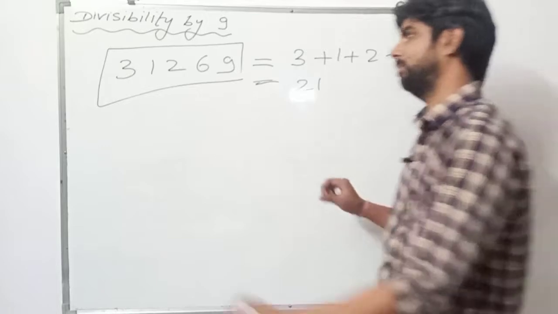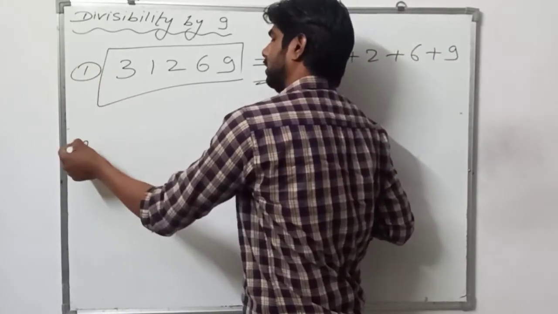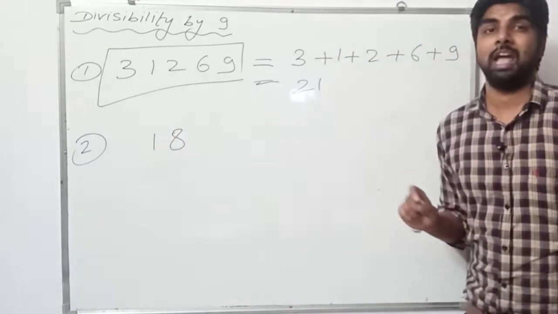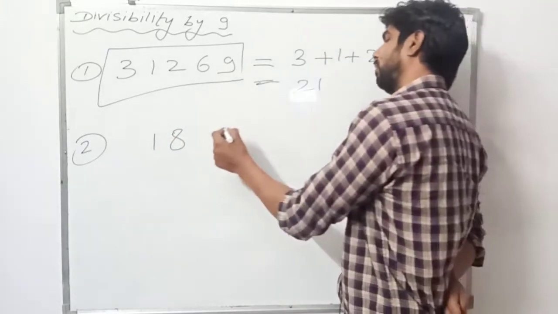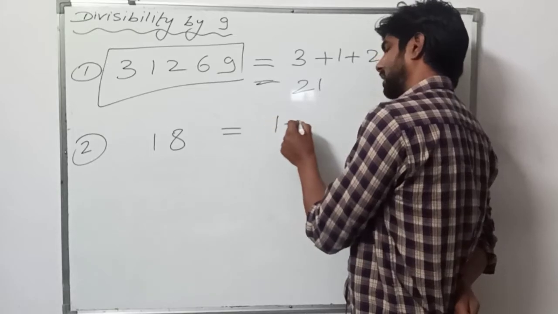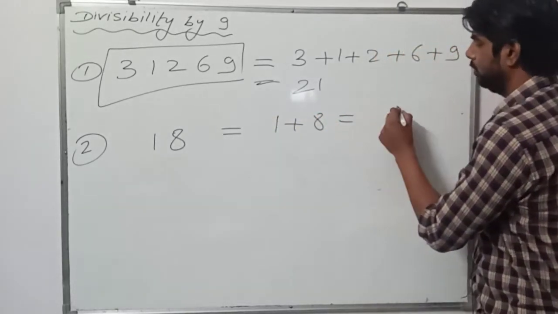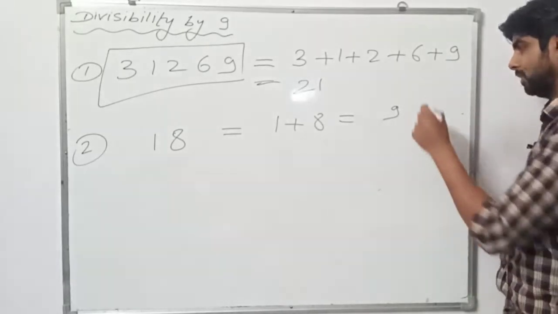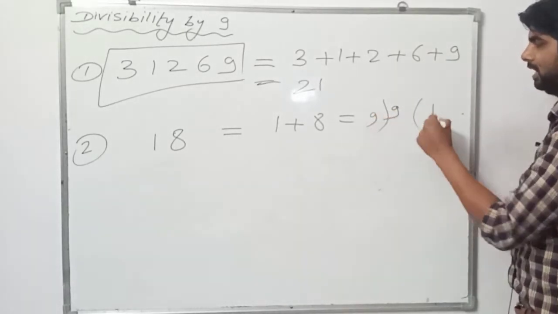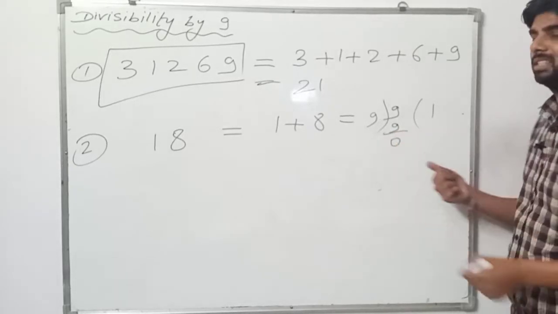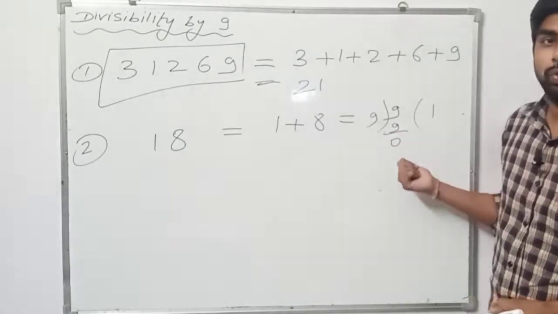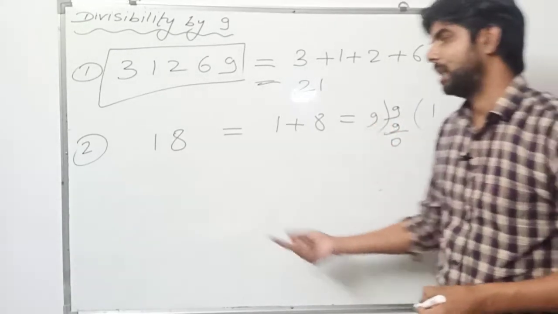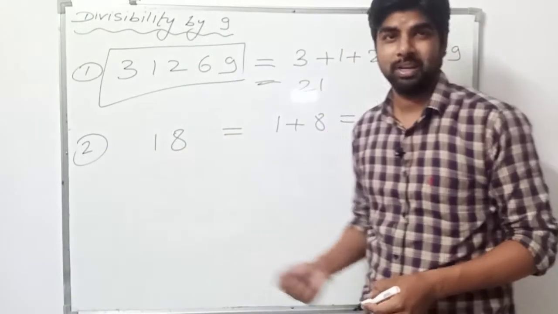Let's take one example. Suppose we have to check whether 18 is divisible by 9 or not. We will add the digits of 18: 1 plus 8 is equal to 9. Now we will check whether 9 is divisible by 9 or not. 9 ones are 9, so we will get 0 as our remainder. If we get 0 as our remainder, it means 9 is fully divisible by 9. That means 18 is also divisible by 9.